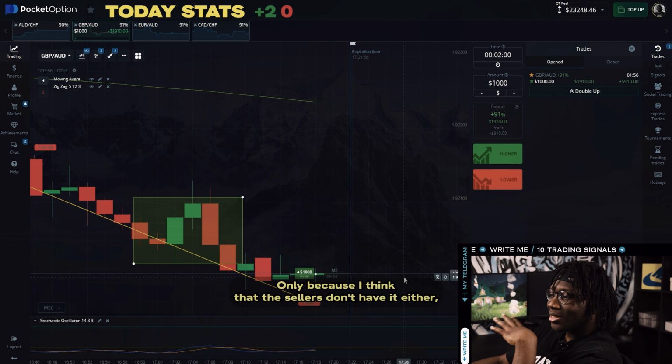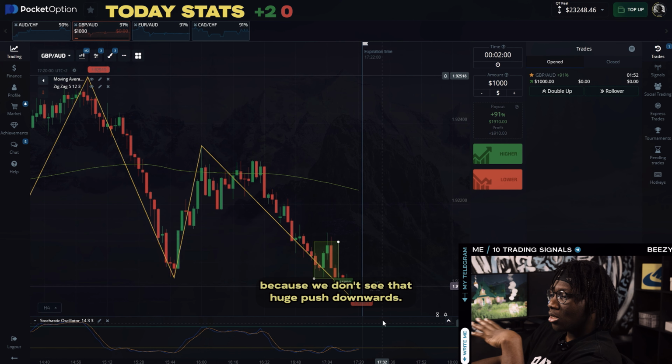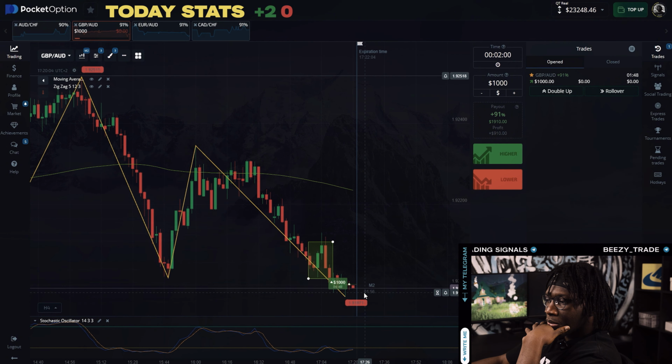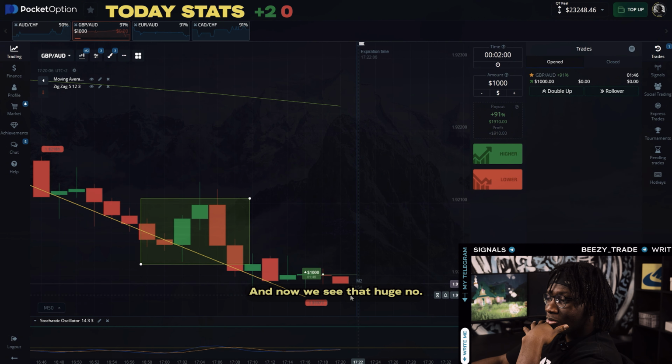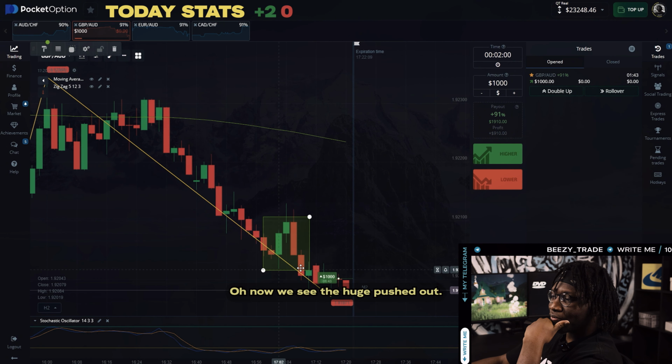only because I think that the sellers don't have it either, because we don't see that huge push downwards. And now we see the huge push downwards. I will just remove this.